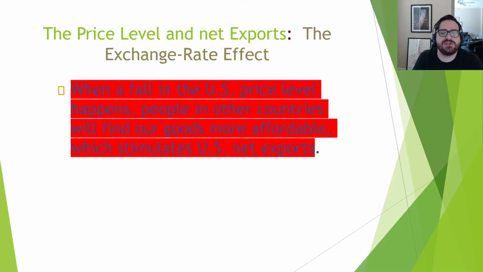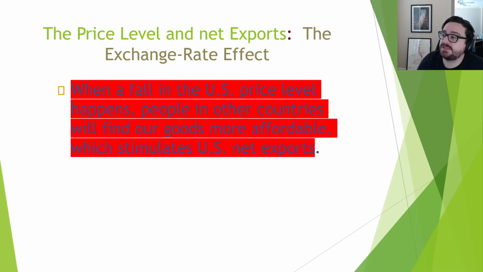The last one is the exchange rate effect. This one will also be tied to a future unit and graph, but I can still explain it here. If there is a fall in U.S. price level, it means the prices of goods and services in the United States are lower. That is super awesome if you are not from America too, because guess what they can do? Buy more of our stuff. If prices are lower in America, that makes American goods cheaper for everybody, not just for Americans.